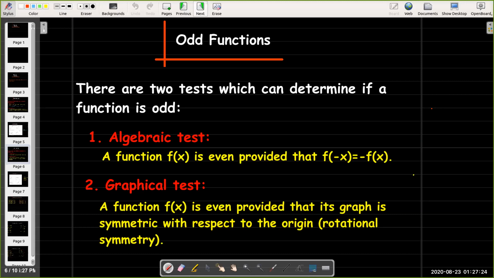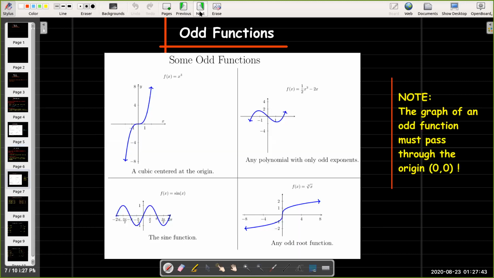Graphically, what does it mean? Well, it means that the graph is symmetric with respect to the origin. It's what we call rotational symmetry. That is, if I were to take the graph of a function and make a copy of that function, rotate it through 180 degrees around the origin, then the graph would lie right back on top of it.